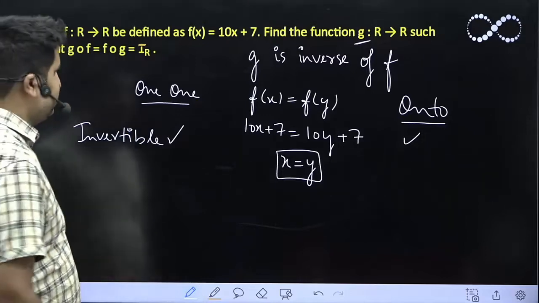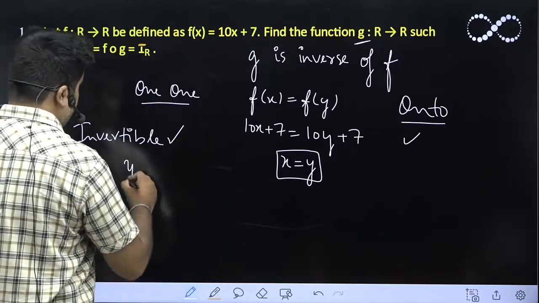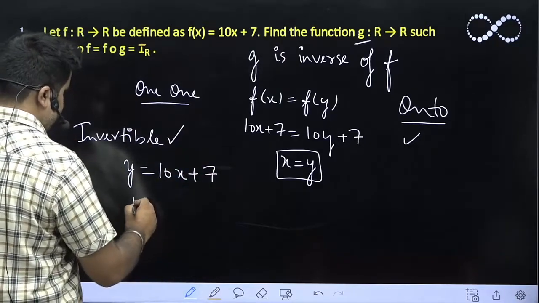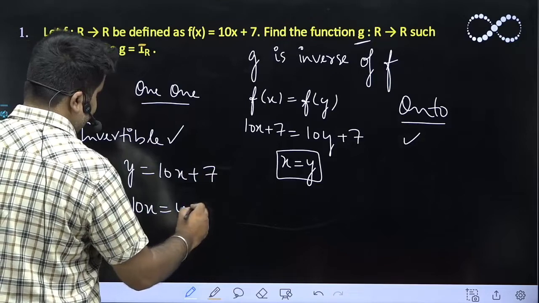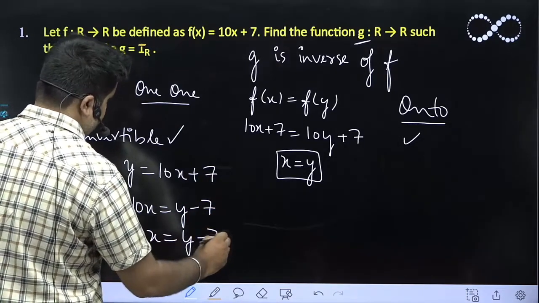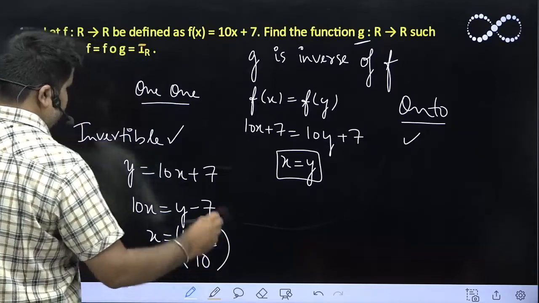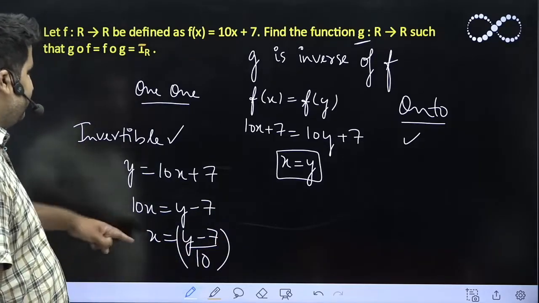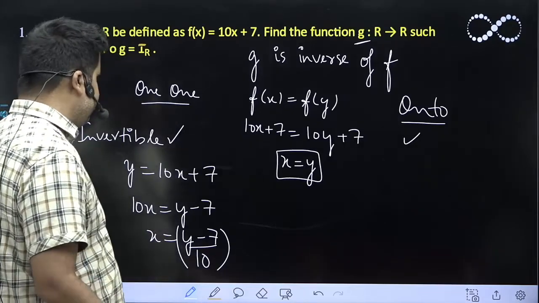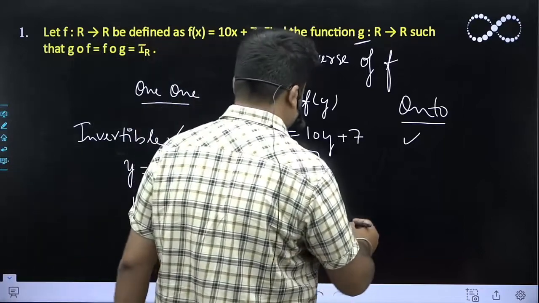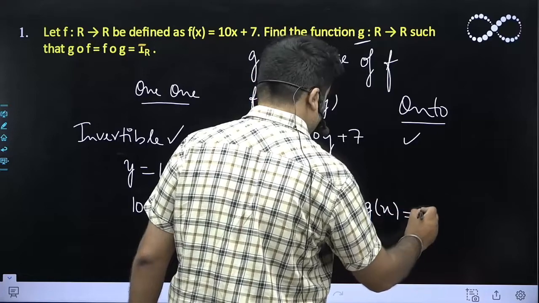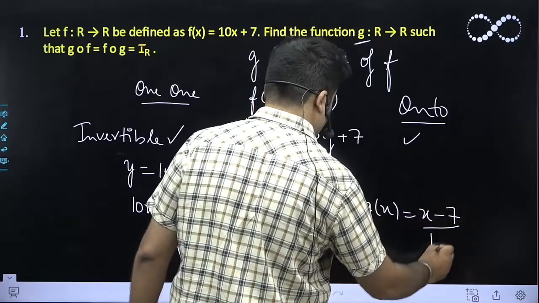If this function is invertible, we'll simply find the inverse. So y = 10x + 7. Find the value of x from here: 10x = y minus 7, so x = (y minus 7) upon 10. This will be the inverse function of f(x). So now we have g(x) = (x minus 7) upon 10.